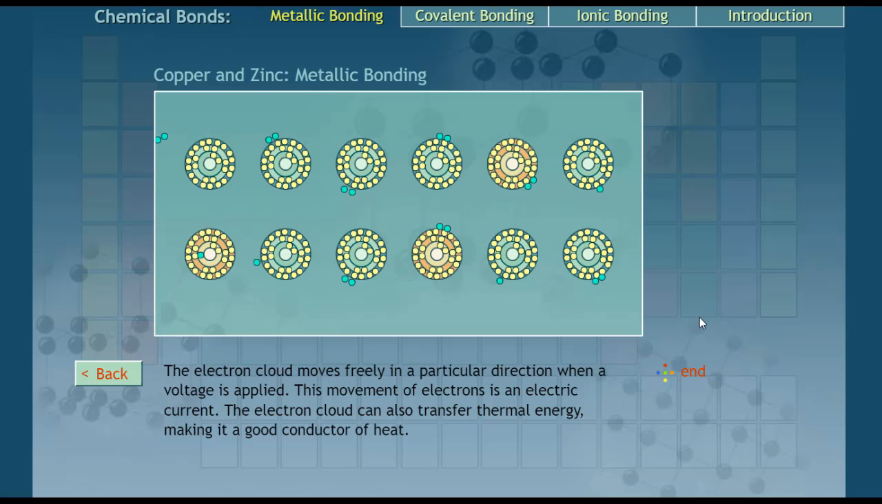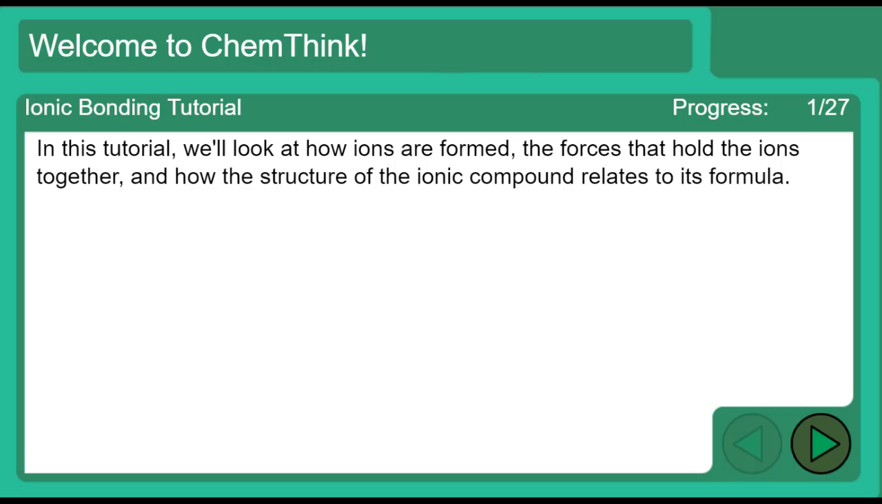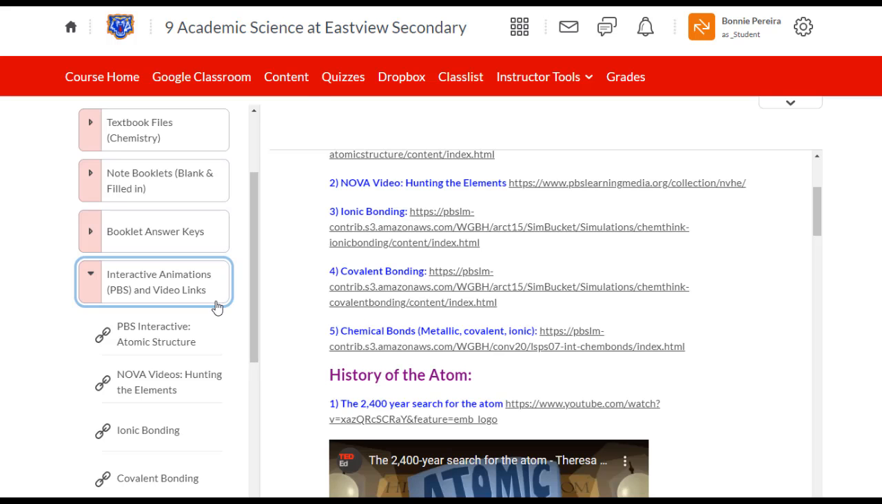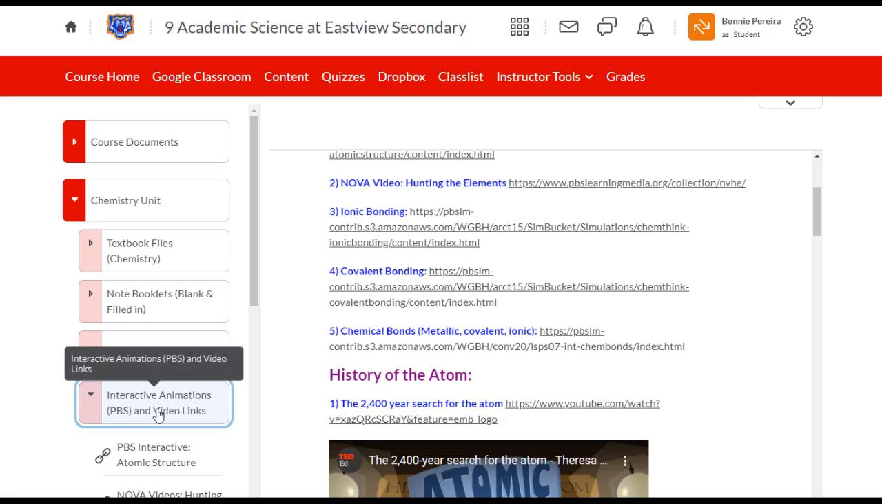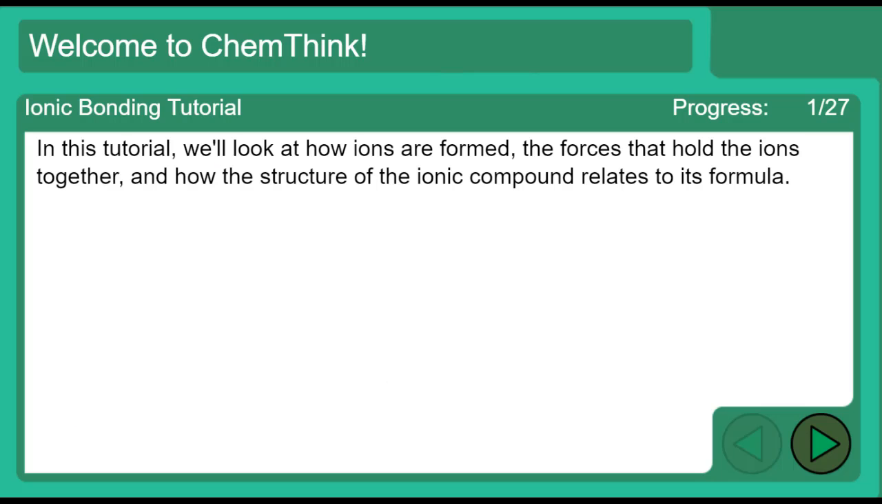So now let's take a look at ionic bonding. We go to this animation, the ionic bonding tutorial, and now we're going to be filling in the blanks on our booklet handout. So here, just a reminder, you're going to go to content, you're going to go to our chemistry unit, interactive animations, and click the ionic link here, and then afterwards we'll click the covalent link that's here as well. So here's the animation.